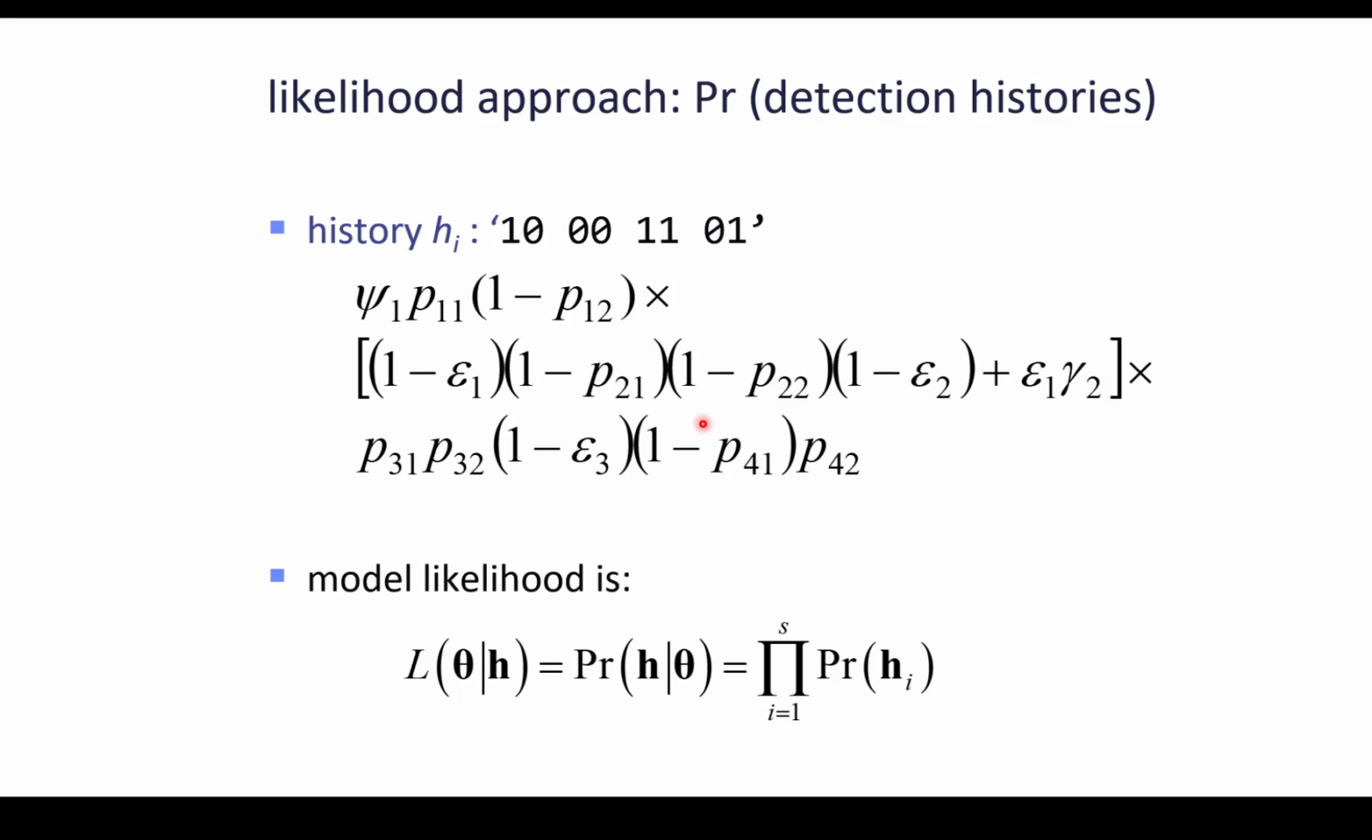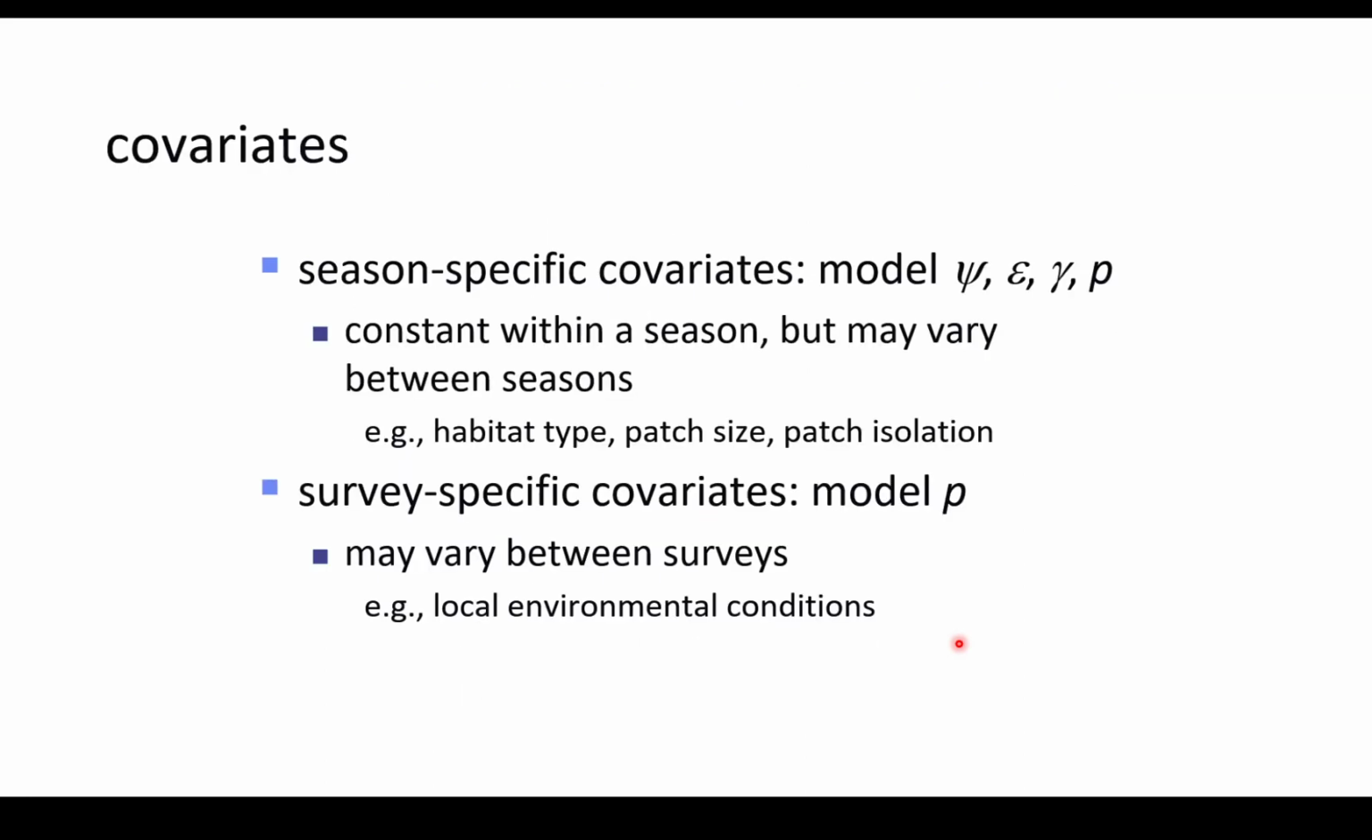Okay, so once we've got our probability expressions going, then we simply generate our likelihood expression, our multinomial likelihood, just as we have with everything else. We let Mark do all the optimization, and away we go. Now, as far as covariates are concerned, because we have more parameters, psi, epsilon, gamma, and p, we can do more things with it.